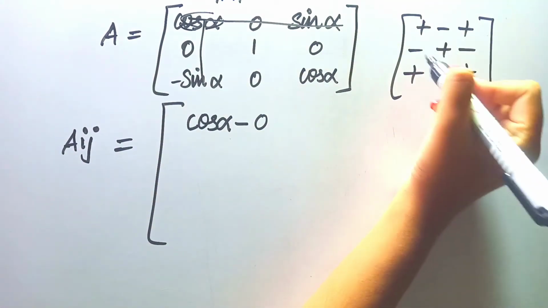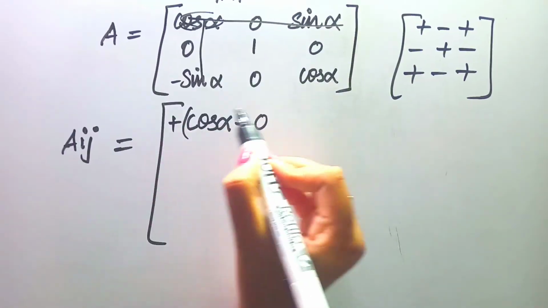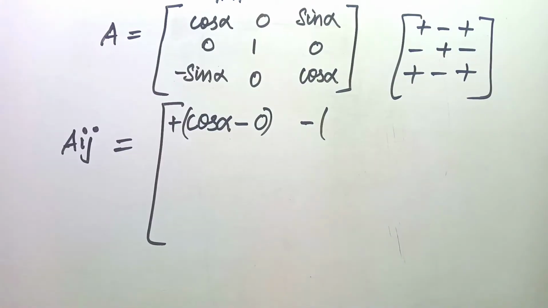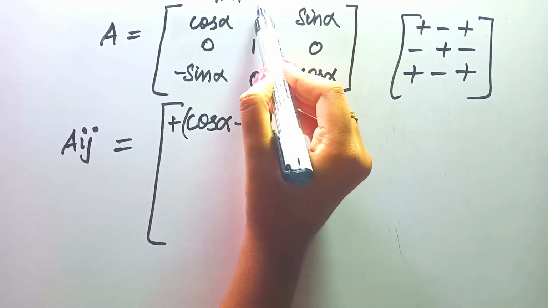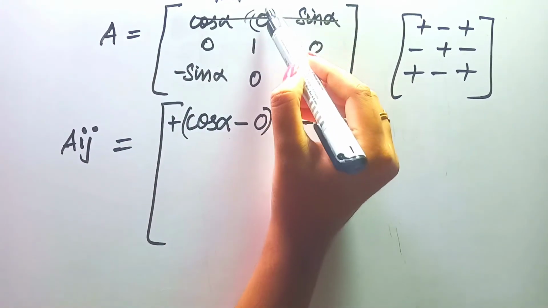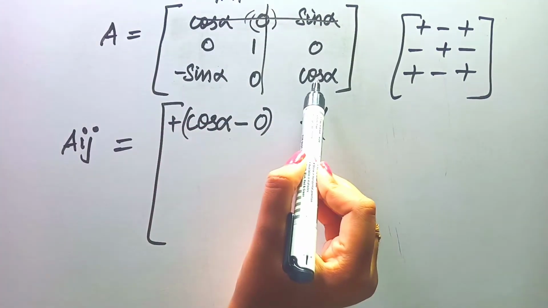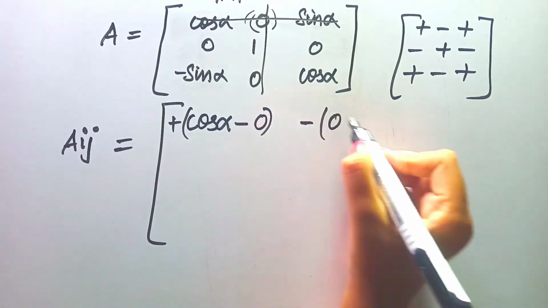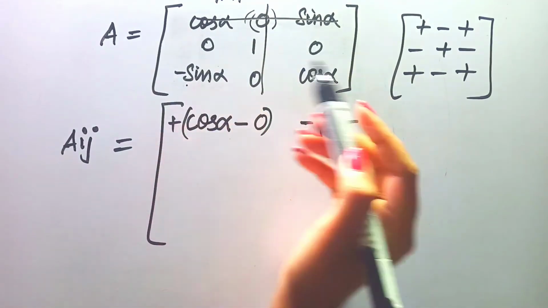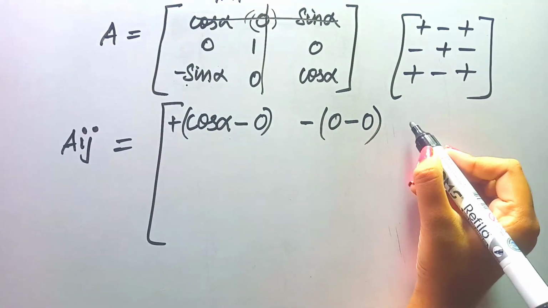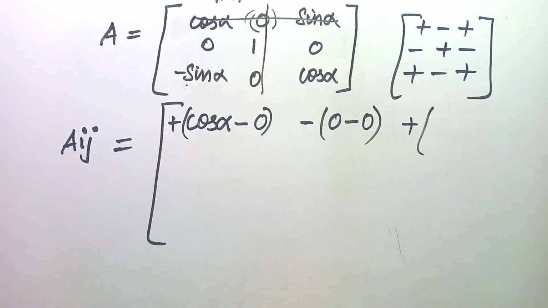So this is the pattern. First it will be a positive sign, then the next number will have a negative sign. So for 0, you take this and you cancel both the horizontal and vertical values for that. If you see here, 0 into cos alpha will be 0, minus 0 into sin alpha will again be 0. Then it's a positive sign, so you put a positive symbol here.